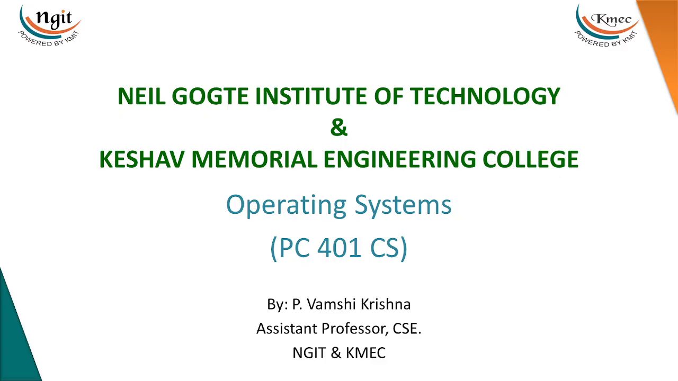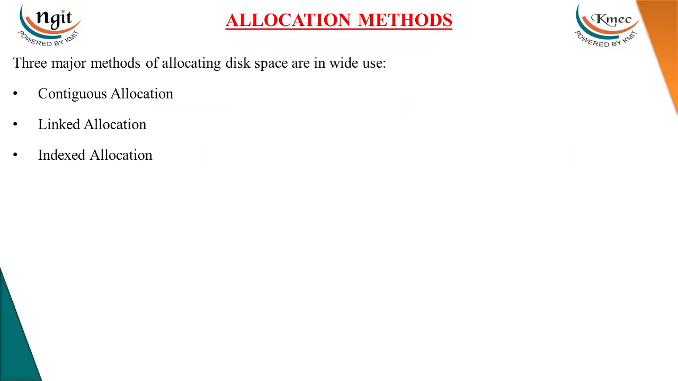Let's see the next topic, allocation methods. So there we will discuss three major allocation methods for disk space. The first one is contiguous allocation, the second one is linked allocation, and the third one is indexed allocation.